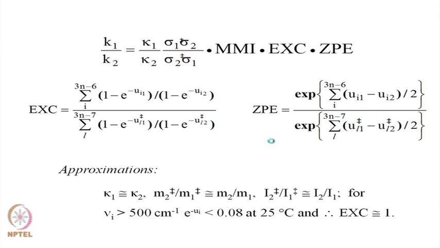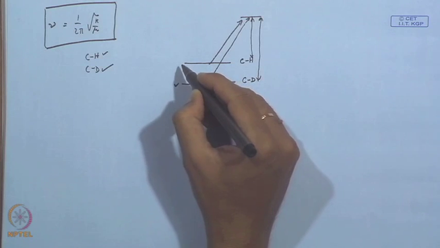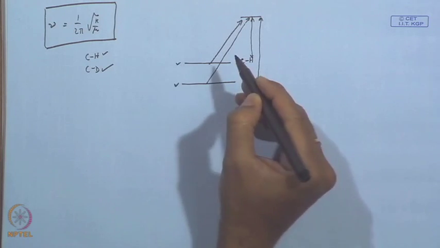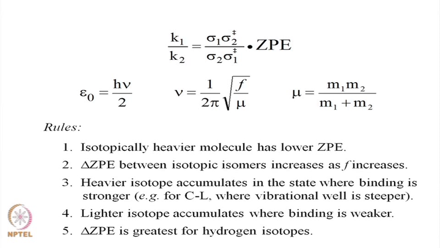So what we are getting is that the isotopically heavier molecule has lower zero point energy, as I already told you that for deuterium it is lower, compared to your CH. And delta ZPE between isotopic isomers increases as force constant, that is frequency, increases. Heavier isotopes accumulate in the state where binding is stronger, and lighter isotopes accumulate where binding is weaker, and delta ZPE is greatest for hydrogen isotopes. These are the rules.